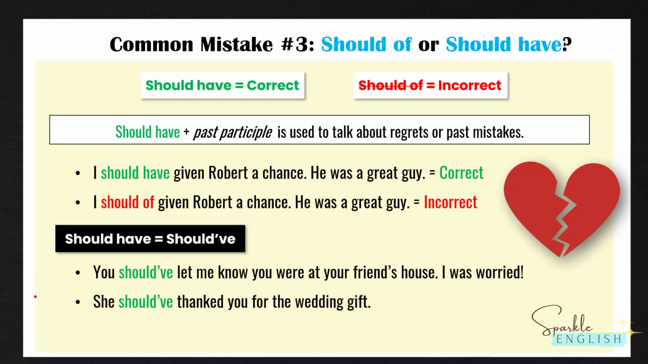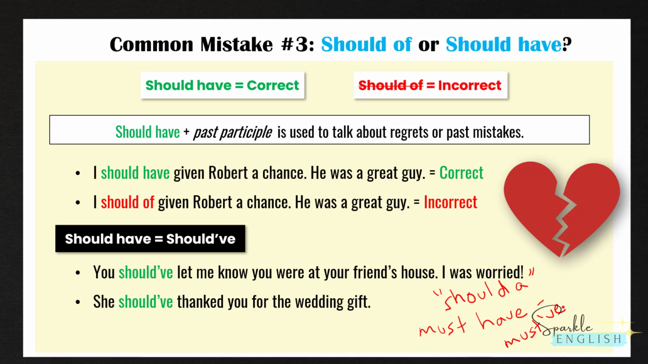And as we saw with our previous examples, sometimes you will hear people speak so quickly that it sounds like they're saying shoulda. You shoulda let me know you were at your friend's house. And this same error can happen as well with must have, which people often write must of. But again, it has to be written as must have or must've.